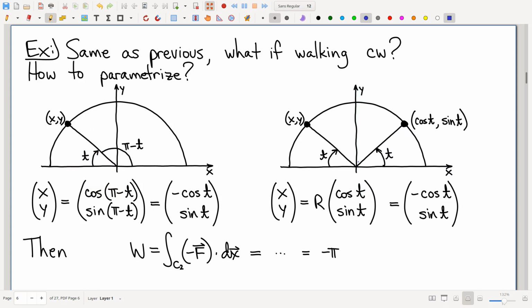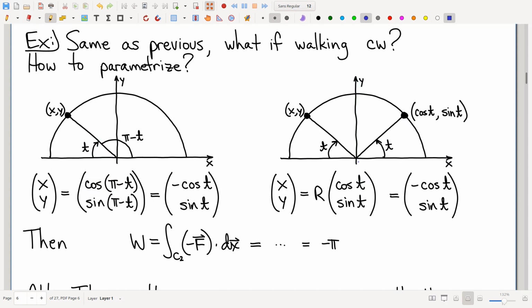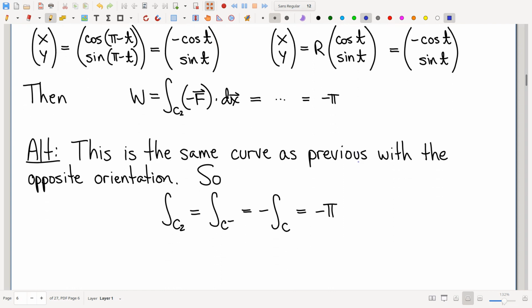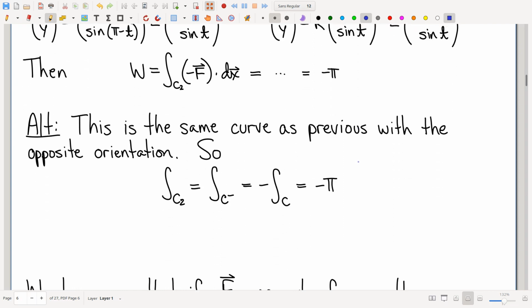Okay. Method number 3. This is arguably the best one. We've been asked to compute over this new curve, which is the same as the old curve, just going in the opposite direction. So our new curve is literally the opposite orientation from the old curve. The amount of work it takes to go in the opposite direction is always just a minus sign. There's our theorem from the previous page. You change the orientation, you're going to get a minus sign on the answer.